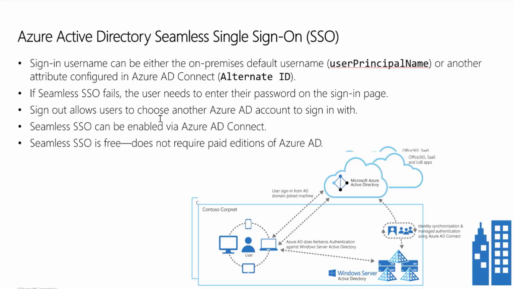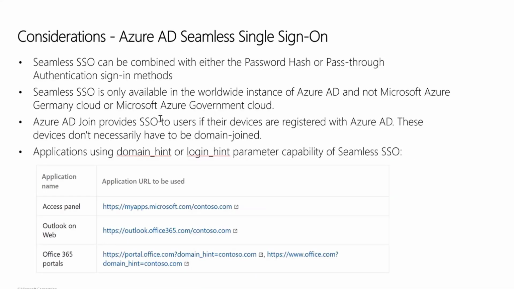And sign out is supported. This allows users to choose other Azure AD accounts to sign in with instead of being automatically signed in using Seamless SSO. It can be enabled via Azure AD Connect. If you recall our AZ-303 session, we actually enabled SSO when we were setting up AD Connect. And it's a free feature above all, and you don't need any paid editions of Azure AD to use it. So these are some features of Azure AD.